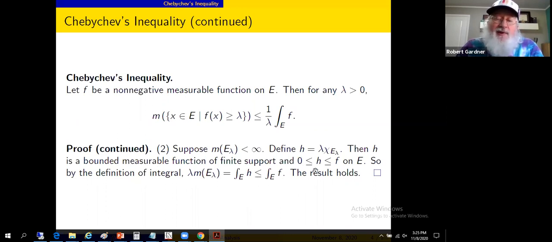It looks like we ought to get it from monotonicity. We don't, because we don't have monotonicity yet. We get it from the definition of the integral over E of f. And we've shown then that lambda times the measure of this set here is less than or equal to the integral, and that's what we're trying to show. Divide both sides by lambda to get it specifically to read like this.